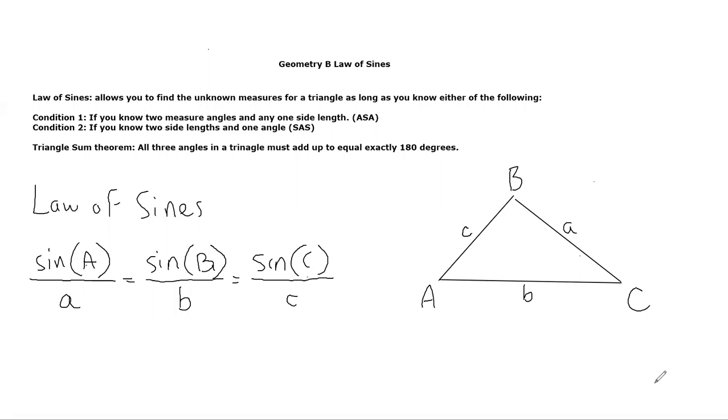Law of Sines allows you to find the unknown measures for a triangle as long as you know either of the following conditions. Condition one, if you know two measure angles and any one side length, ASA. Or condition two, if you know two of the side lengths and one angle, SAS. You also need to know the definition for the triangle sum theorem. We've gone over this already, but I just felt like I needed to include it here. All three angles in a triangle must add up to equal exactly 180 degrees. And you're going to use this in every single problem, at least once.